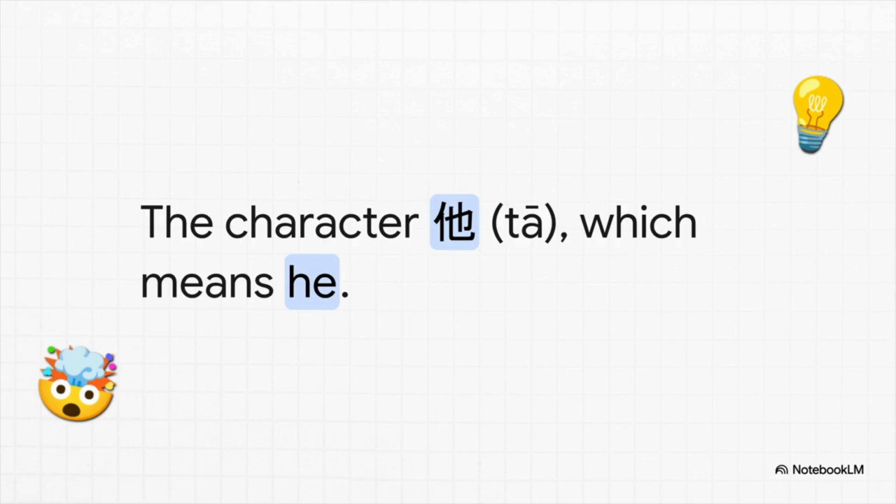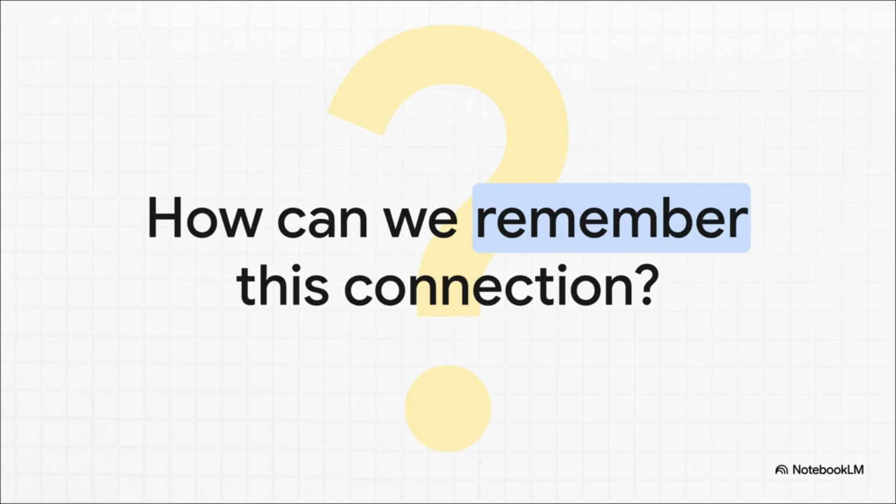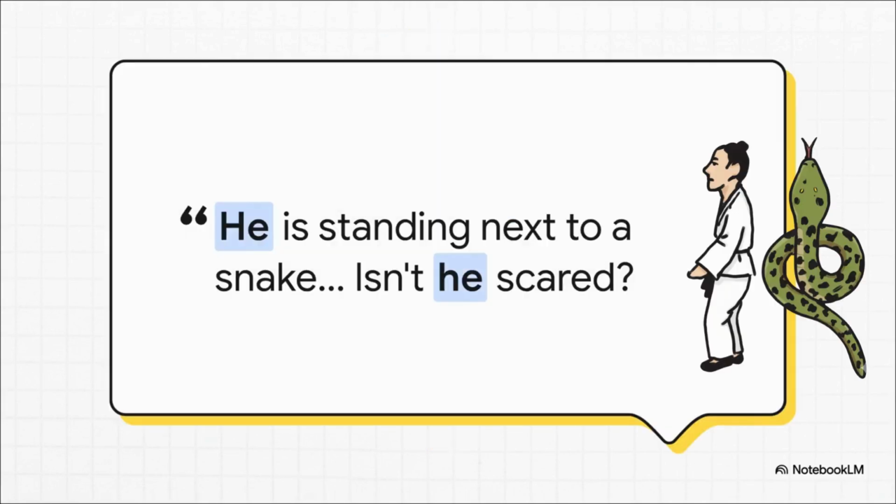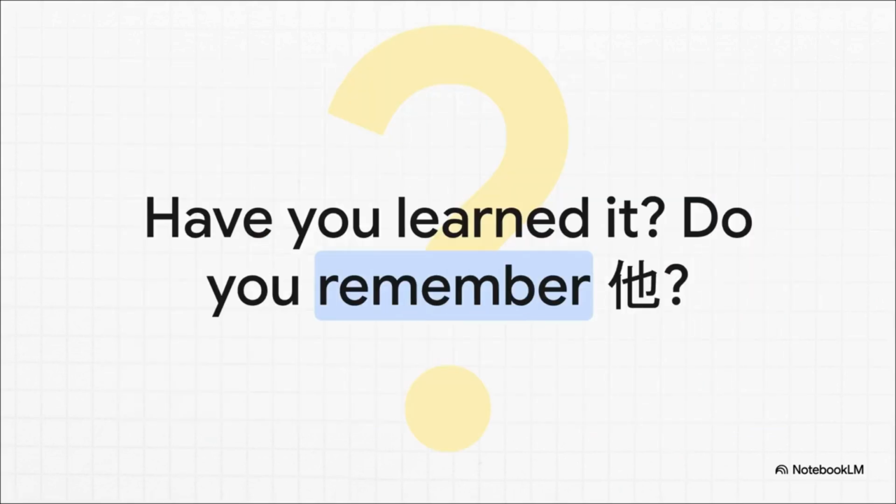Isn't that wild? But wait, how do you connect person plus snake to the word he? It seems totally random, right? Well, there's a ridiculously easy way to remember this forever. Just picture this in your mind. You see a guy standing right next to a snake, and you point at him and say, "Whoa, look at him! He's standing right next to a snake. Isn't he scared?"